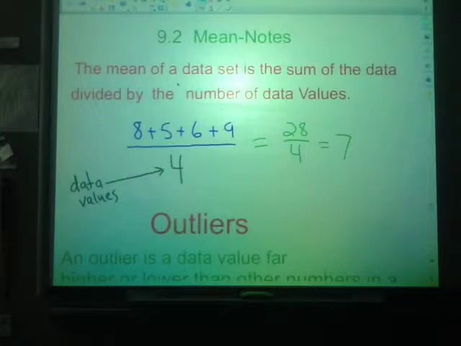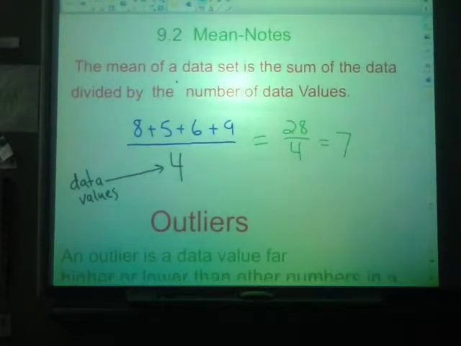Pretty simple stuff. We might have 15 or 20 numbers in there. We might have decimals. We might have fractions, etc. But basically what we need to know is how many values there are, and then we're going to divide by that number. Okay? Pretty simple stuff.